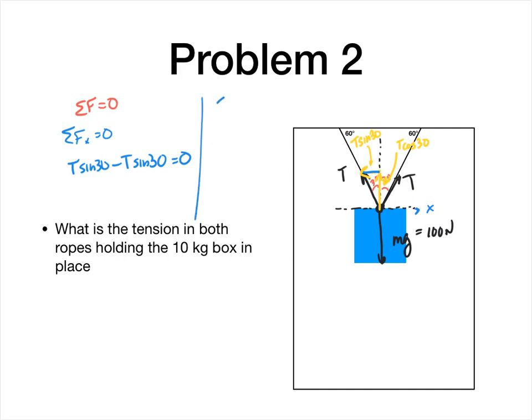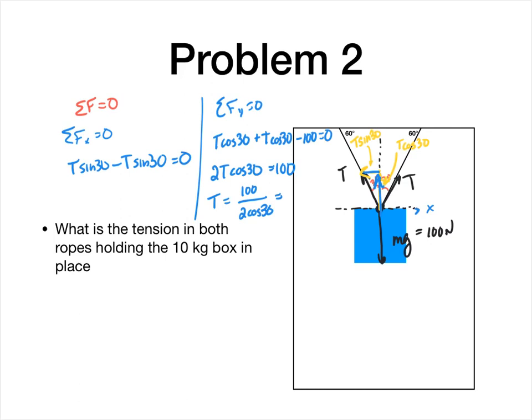However, in the y direction, net force in the y direction equals 0. That's this sucker right here. And there are two of them, one for each side. So T cosine 30 plus T cosine 30 minus 100 equals 0. So 2T cosine 30 equals 100, or T equals 100 over 2 cosine 30.